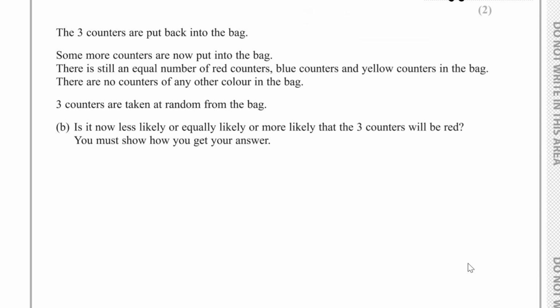And now for part B, the 3 counters are put back into the bag. Some more counters are now put into the bag. There is still an equal number of red counters, blue counters and yellow counters in the bag. There are no counters of any other colour in the bag. 3 counters are taken at random from the bag. Is it now less likely, equally likely or more likely that 3 counters will be red? You must show how you get your answer.